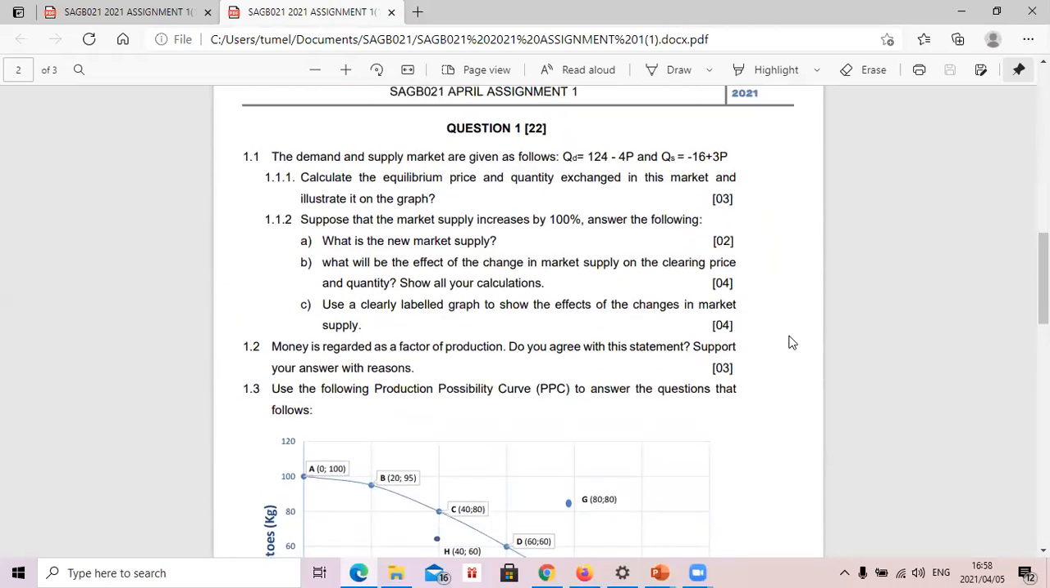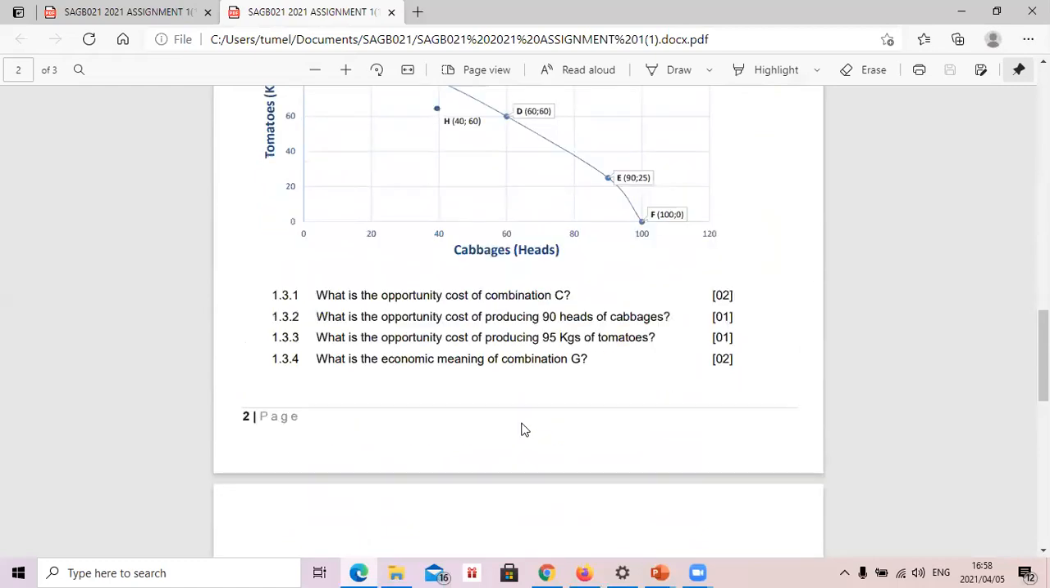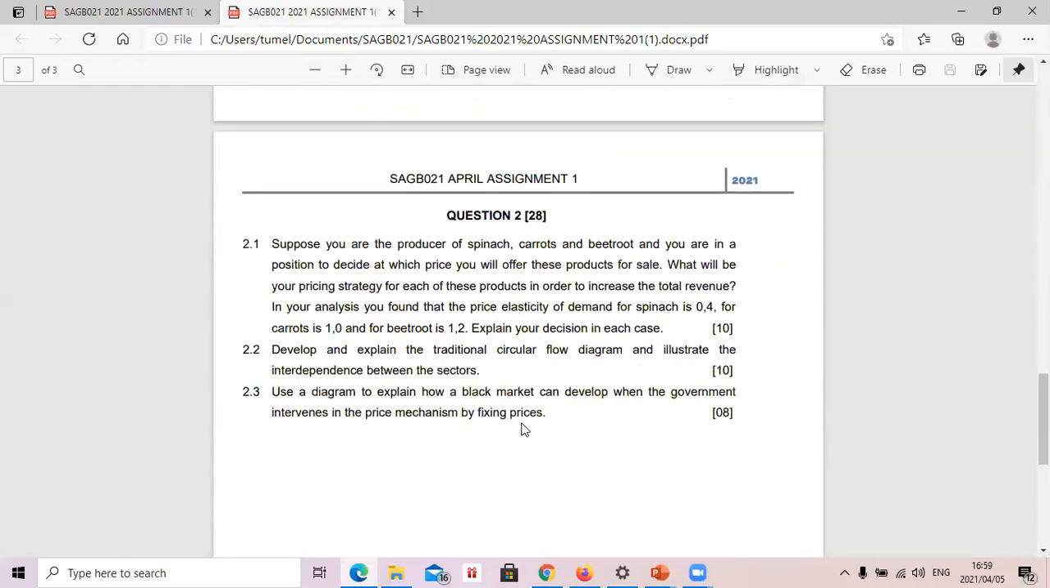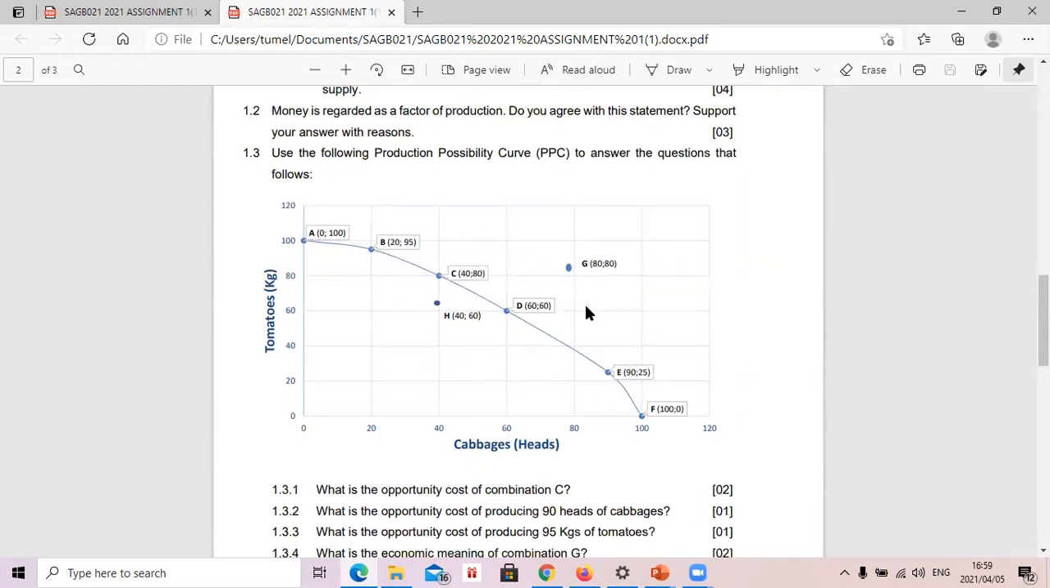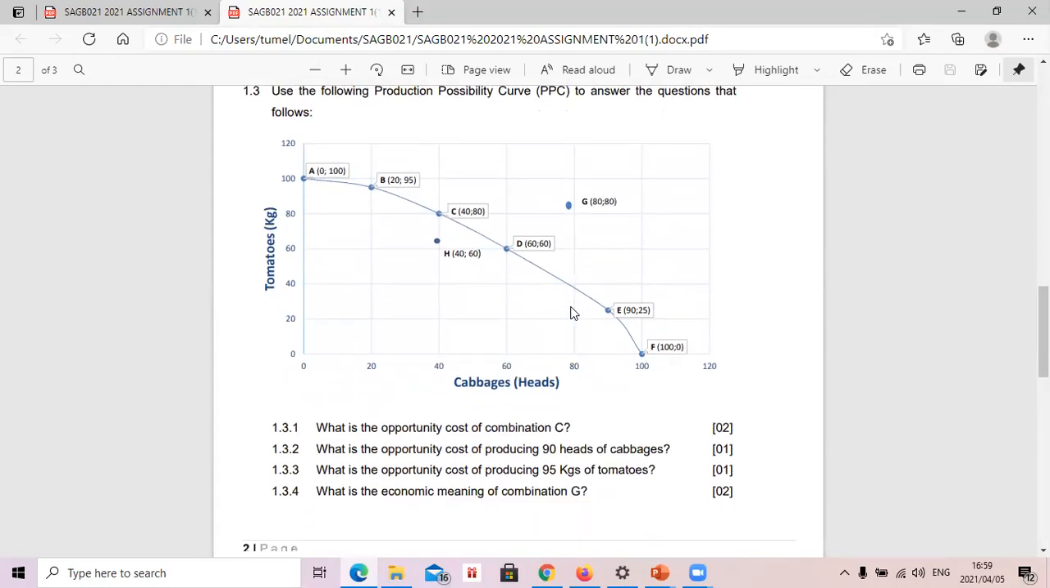I want us to start with 1.3. We will come back to 1.1. So we are going to calculate this. I'm not going to answer 2.2 with you. Develop and explain the traditional circular flow diagram and illustrate the interdependence between the sectors. I'm not going to explain this. You know where to get it. So I gave you that 10 marks. You will see how to go about it. So I'm not going to re-explain that. You already have 10 marks.